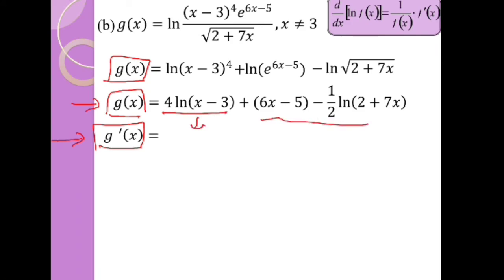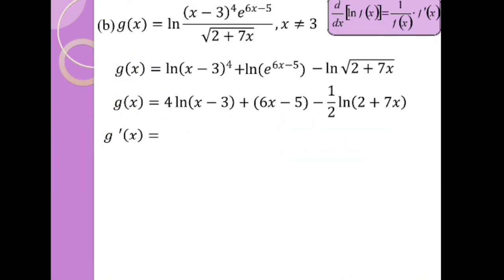What you have to do is differentiate this first term, second term, and third term in one line. So differentiate this one by one. They are separated with plus and minus sign. So look at it one by one. So the first term that we can see is 4 natural log of x minus 3. How to differentiate that? 4 is a scalar, so just copy 4. And then this is natural logarithm of x minus 3.